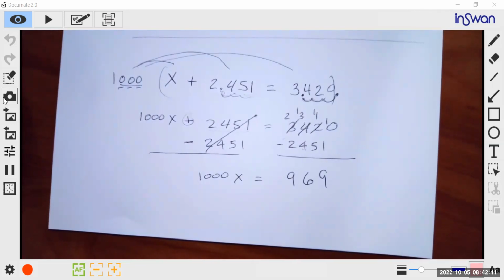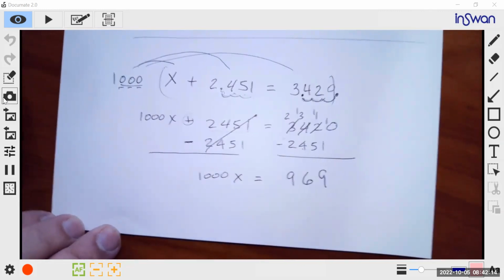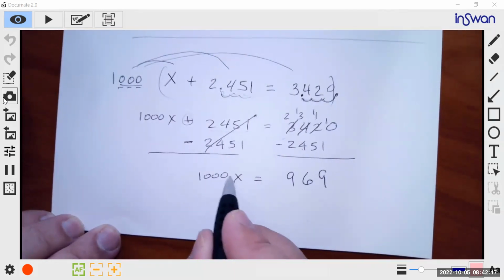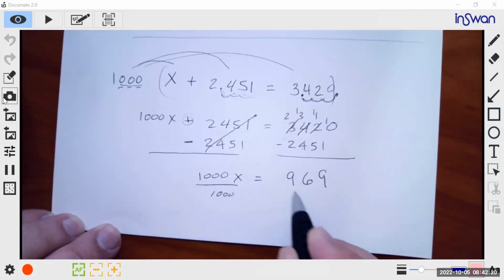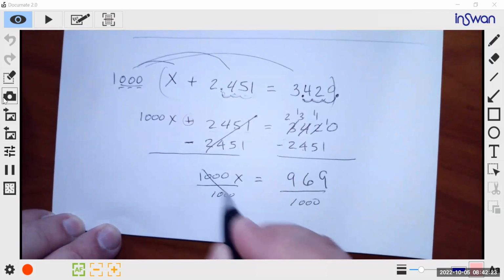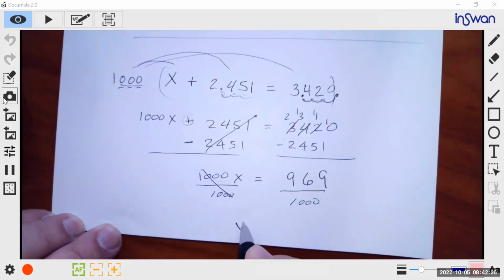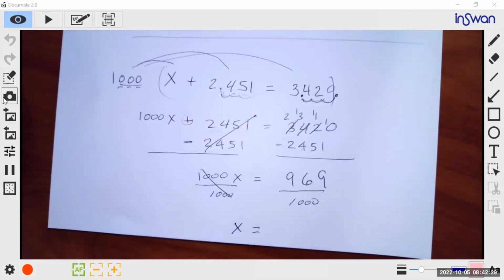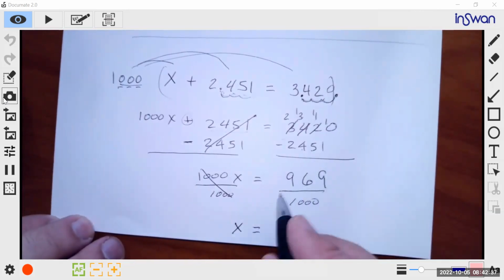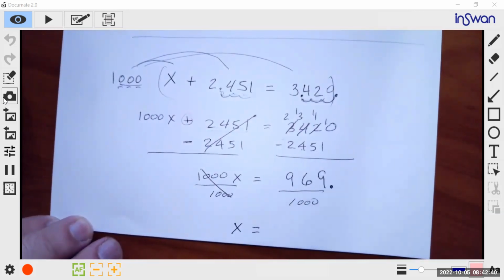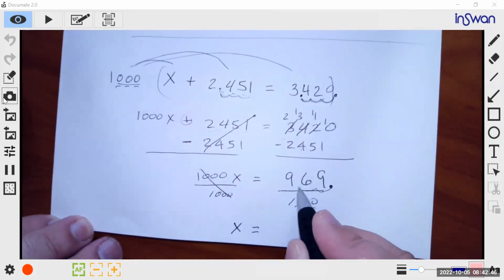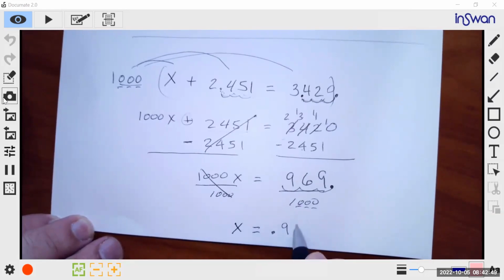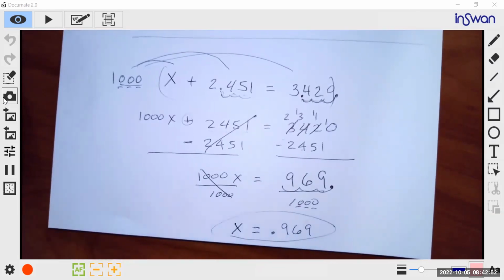Is x by itself? No, it's got 1,000 in front of it. How do you get rid of 1,000? Yeah, since it's multiplied, we have to divide by 1,000 both sides. Since I'm dividing by 1,000, which direction do I move the decimal? To the left. The decimal right now, since there's no decimal there, it's automatically after the last digit. So I got to move it 1, 2, 3 spaces to the left. 1, 2, 3. And there's your answer, 0.969.